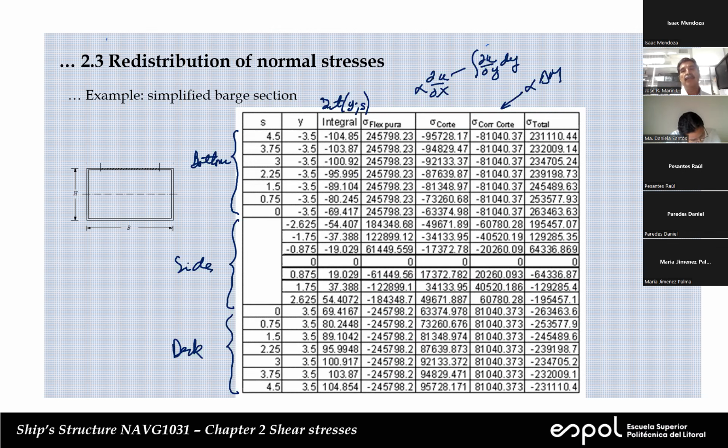And finally, we add the three quantities. So it's column 4 plus column 5 minus column 6. And this is the result. The value of S is taken so that we can evaluate over the deck. But we only evaluate half of the section because we know that it is symmetric. You see that this is at the center line. And this is the connection between side and bottom. Here, this is the connection between side and deck. And this is, again, center line.